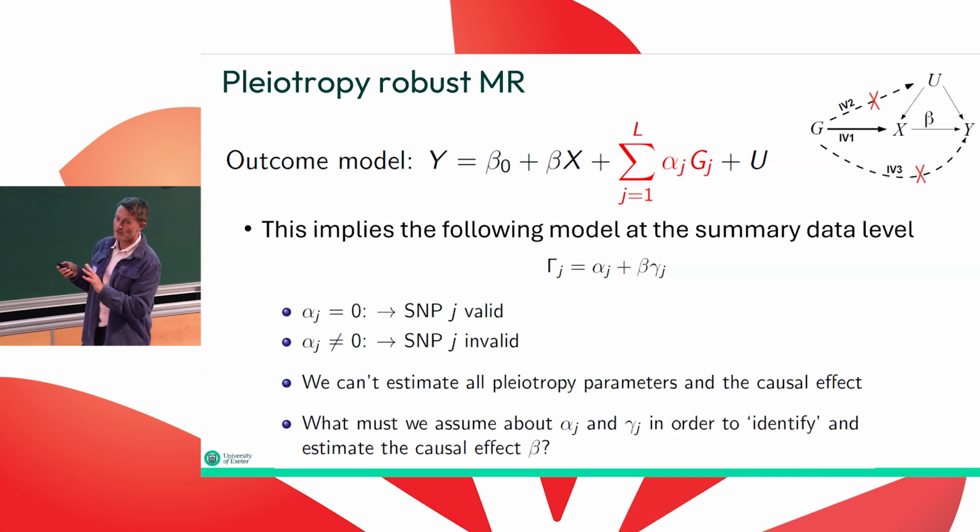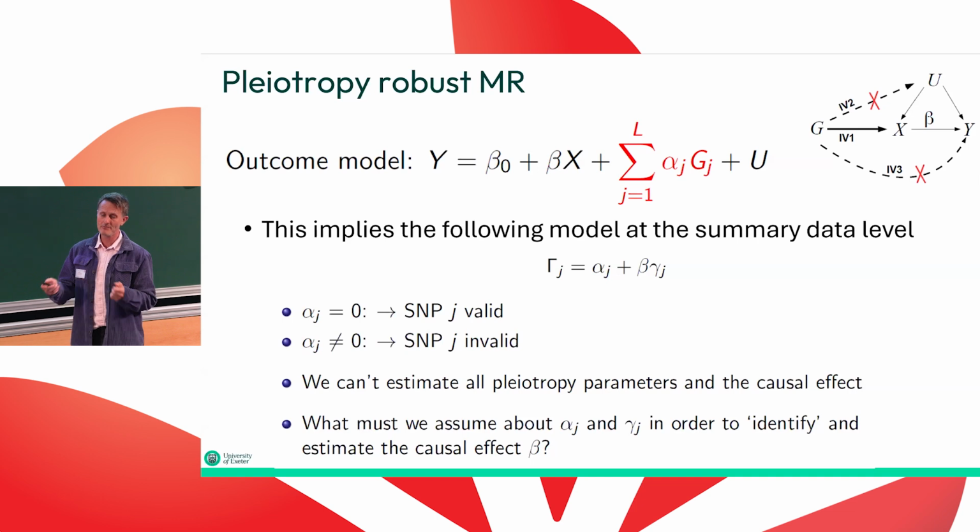And you'll note that this model is what's called under-identified. We've got more parameters than we have data points. If we have L SNPs, we've got L plus 1 parameters. So we can't estimate all of the pleiotropy parameters and the causal effect. So we've got to make another choice in order to infer what the causal effect is.